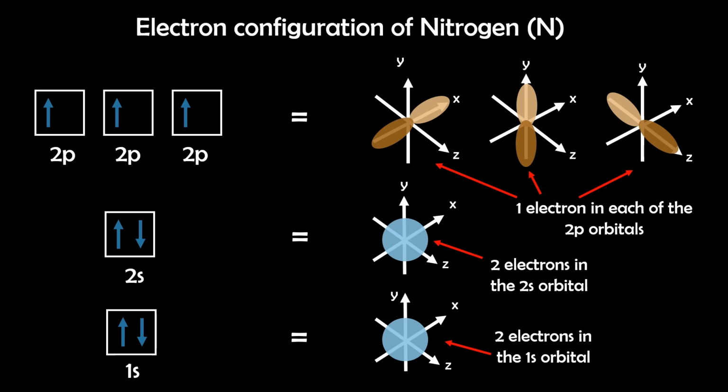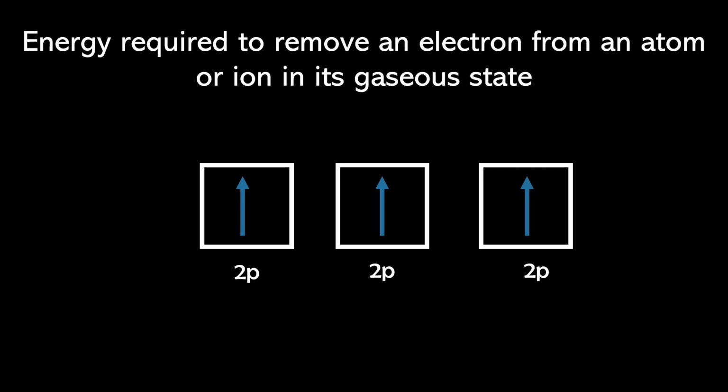In our last video, we learned about electron configurations and how they describe the distribution of electrons among an atom's orbitals. This distribution directly affects ionization energy, which is the energy required to remove an electron from an atom or ion in its gaseous state.